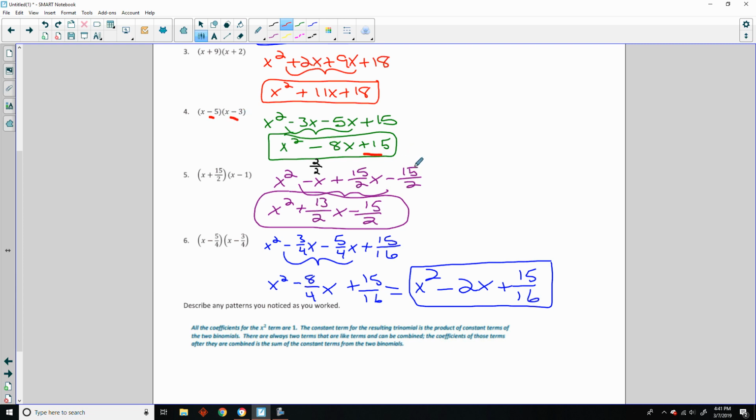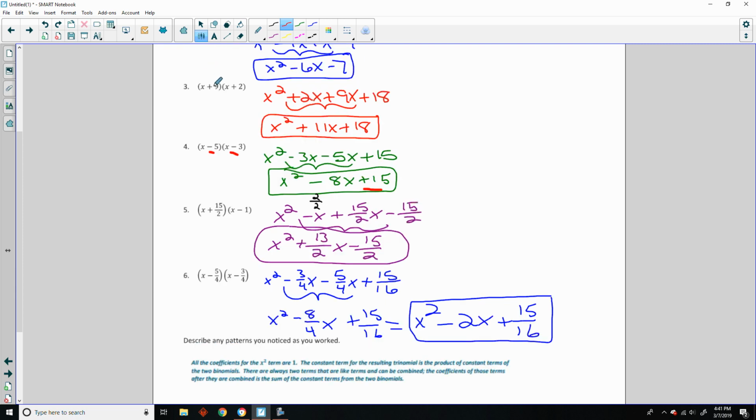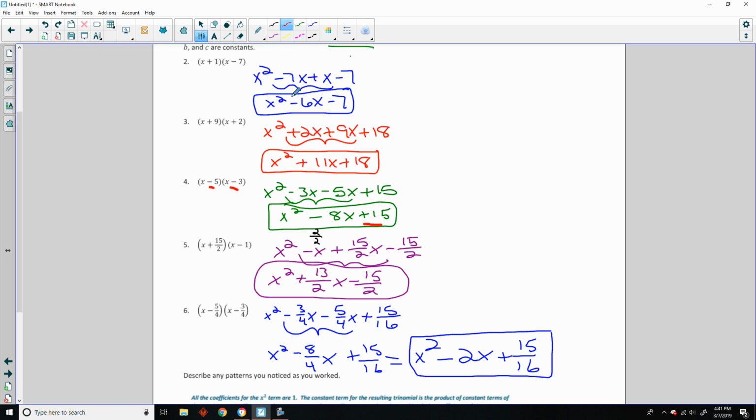Okay. There are always two terms that are like terms and can be combined. So we've always added those two middle terms, as you can see. The coefficient of those terms after they are combined is the sum of the constant terms from the two binomials. So if you notice, negative 5 minus 3 is negative 8. 9 plus 2 is 11. 1 and negative 7 is negative 6.